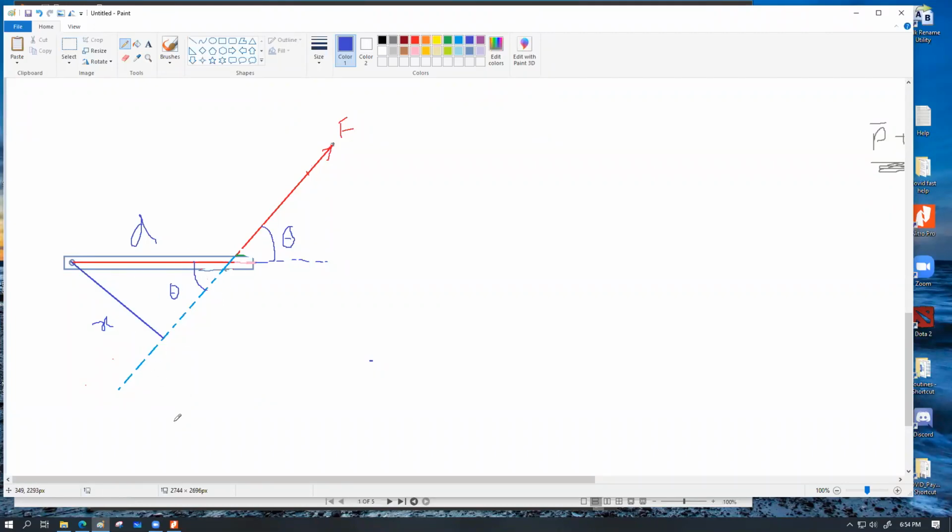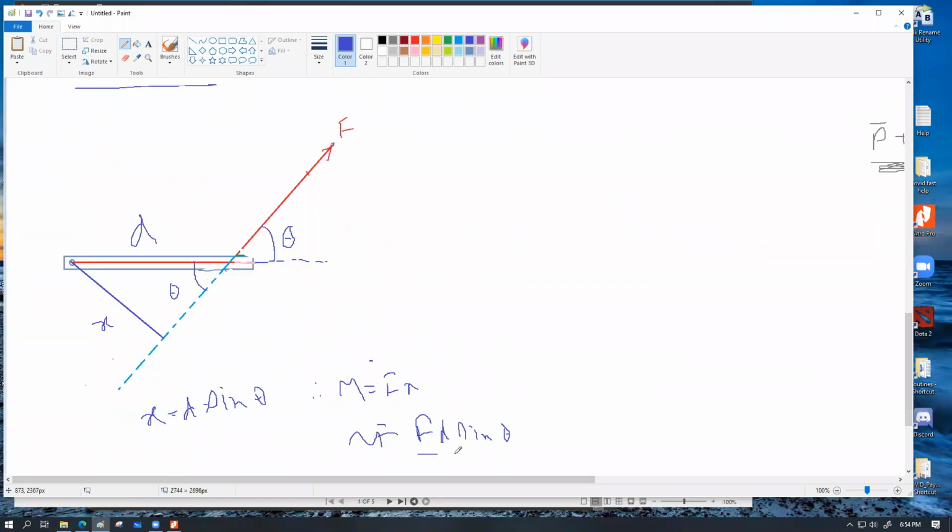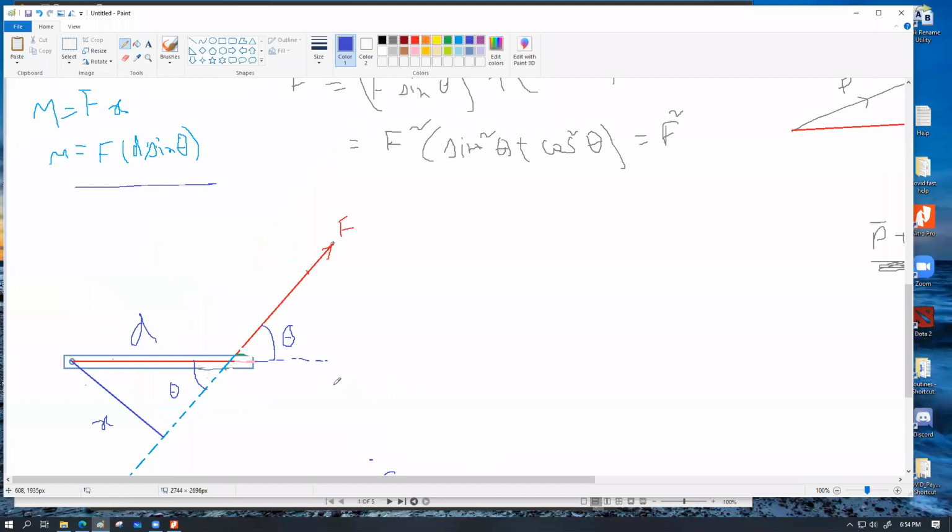So in this scenario as well, we can write from this right angle triangle that x equals d sine theta, which ultimately leaves us with the equation that moment equals F x, force into the perpendicular distance of the force from the pivot point, which also means F into d sine theta. So we pretty much end up with the exact same equation we got a bit earlier, F d sine theta. Here also we got F d sine theta. So these are the two different ways I showed you in terms of the position of the force.